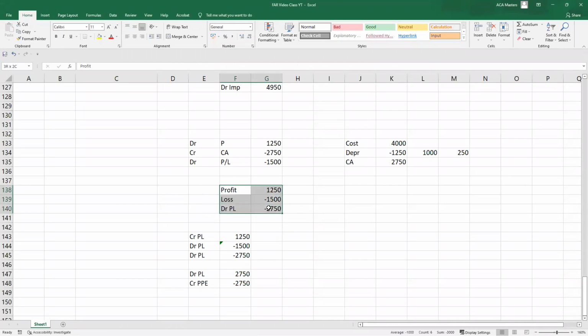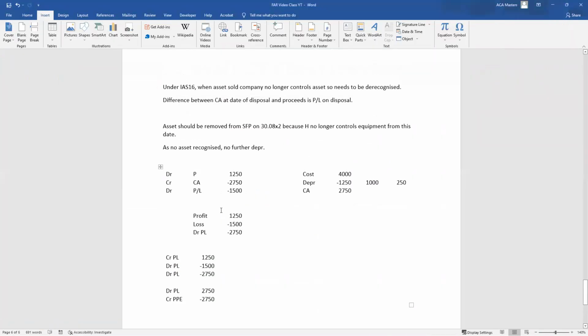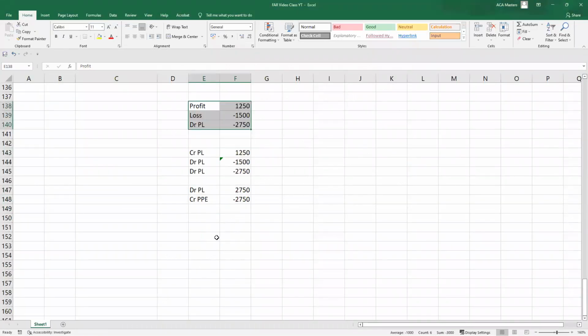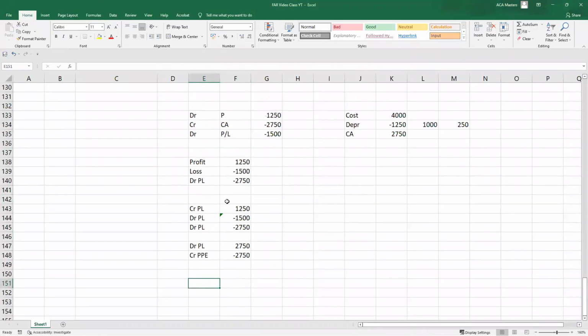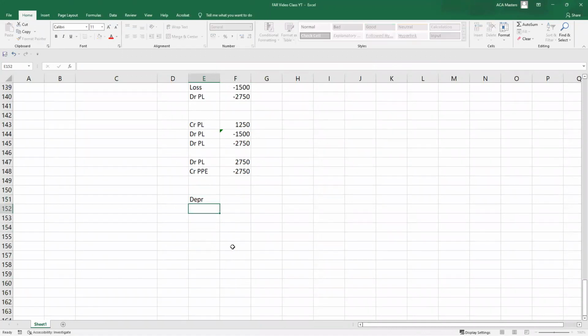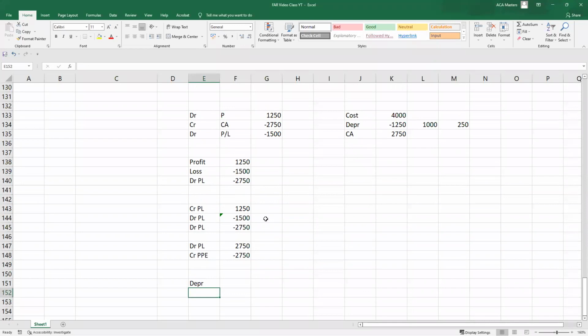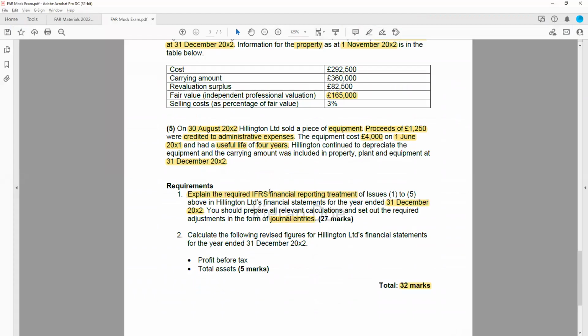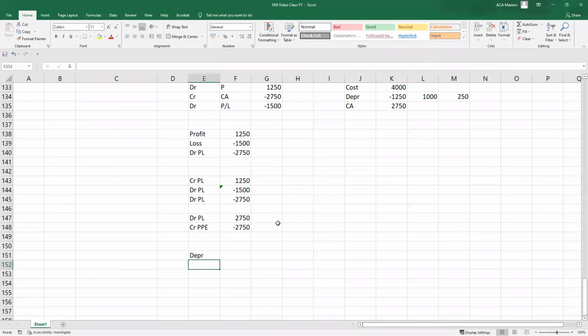So the other issue that we had here, you may have left it at that and thought, okay, well, I've done it here, that's correct. The other issue that we had was, remember, they continue to depreciate the asset. So therefore, they've had some extra depreciation going through the P&L. They've continued to depreciate it for the last 4 months of the year, so we're going to have 4 months of depreciation which have been going through the P&L.